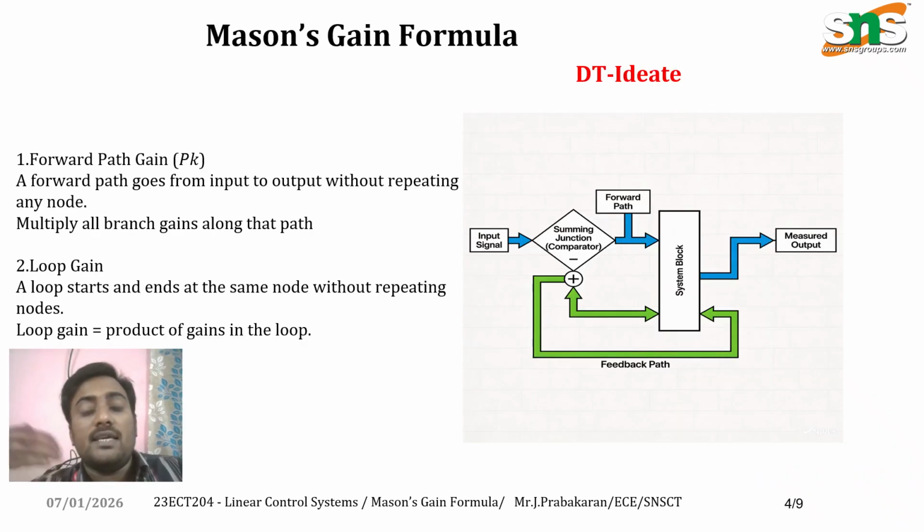Let me discuss the forward path gain. A forward path is a path that starts from the input and reaches the output without visiting any node more than once. The forward path gain is calculated by multiplying all branch gains along that path. The next thing is loop gain. A loop is a closed path that starts and ends at the same node without repeating nodes. The loop gain is simply the product of all gains along the loop.